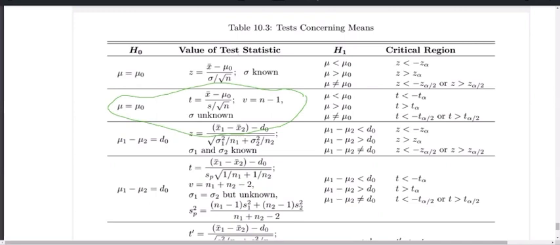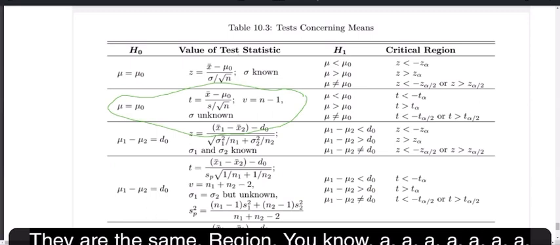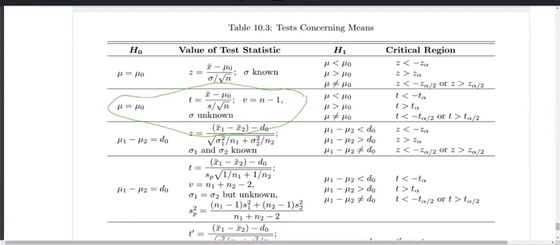Somebody said critical region and rejection region are the same thing. Yes, they are the same, because a rejection region is called a critical region because that's the region where you're going to reject. That's why it is called critical region. So critical region and rejection region are the same. Okay, somebody shout with me. Critical region and rejection region are the same.